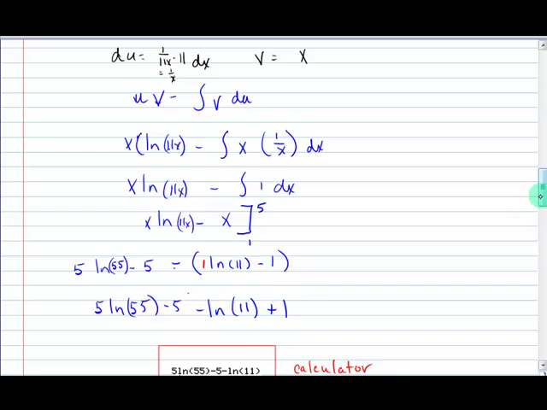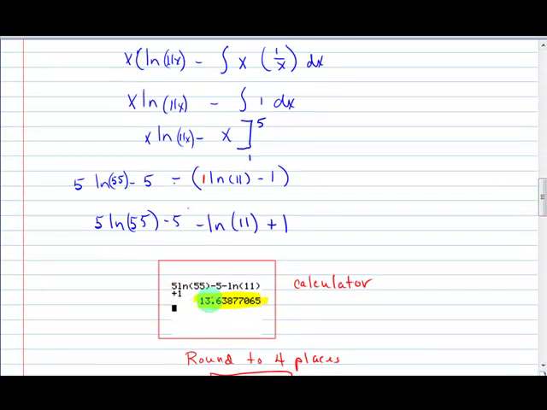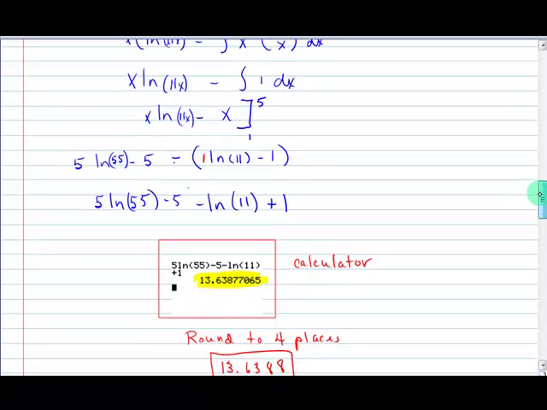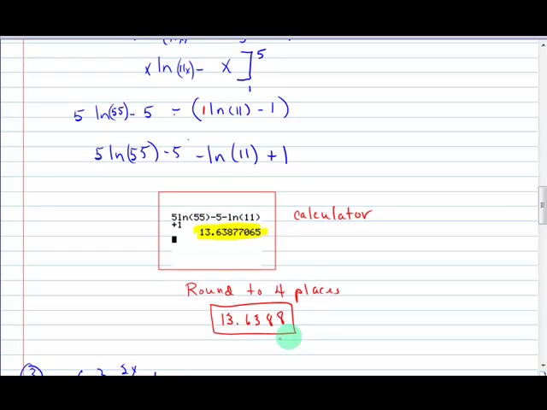If you do that on the calculator, I've shown you a calculator screen here, how to put it in. And remember, there's an ln key. Be sure you close parentheses. And it says to round to 4 places, and you would get that. Okay.